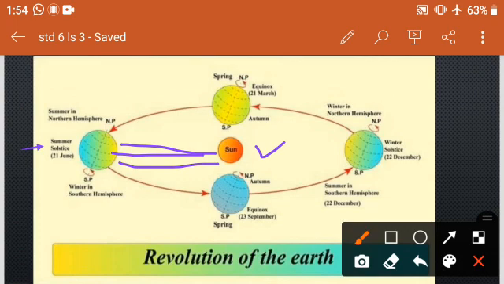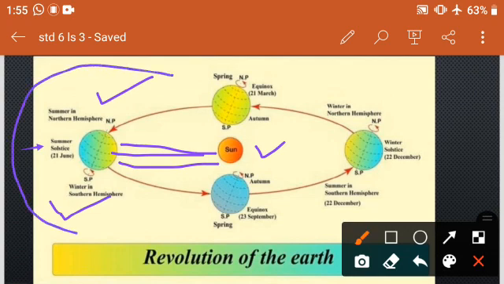At this time, in the southern hemisphere, all the conditions are reversed. It is winter season here. The nights are longer than the days. This position of the earth is called summer solstice. So, on 21st June, it is summer in the northern hemisphere. Why? Because the north side of the earth is slanting towards the sun, while it is winter in the southern hemisphere. Why? Because the south side is not getting heat. The south pole is not getting heat from the sun. So, this situation is called as summer solstice.